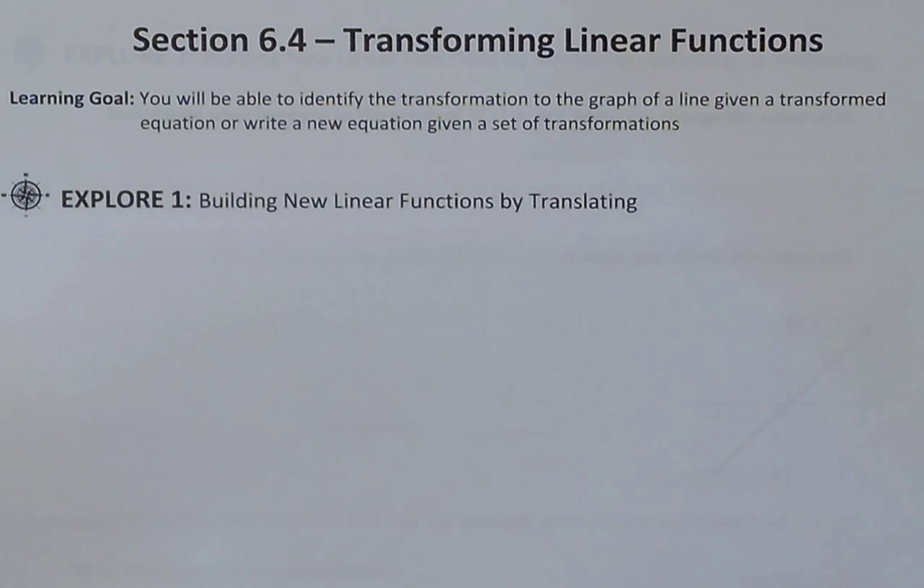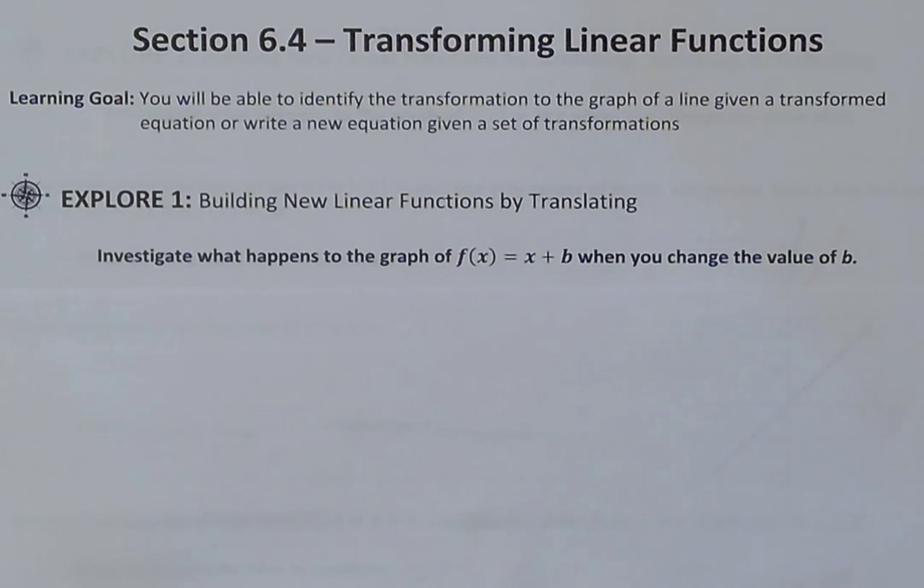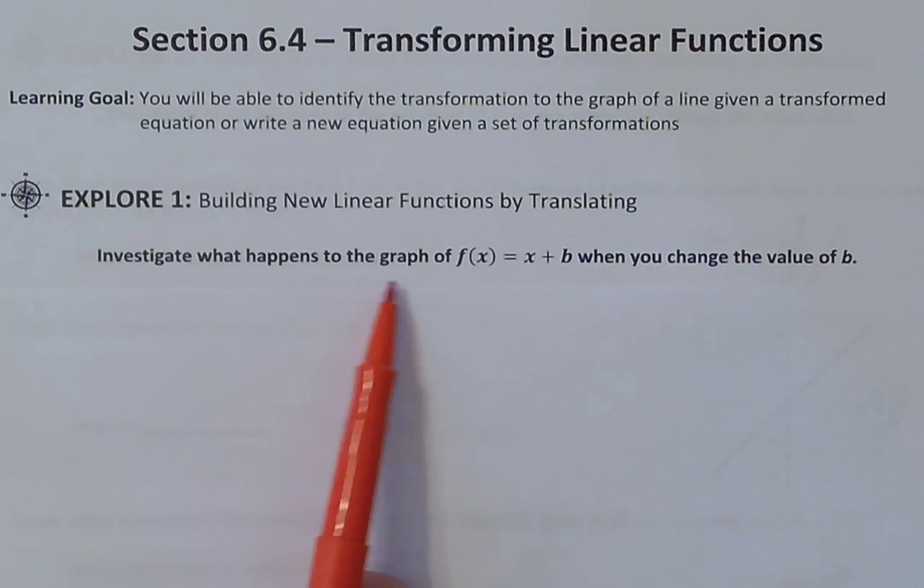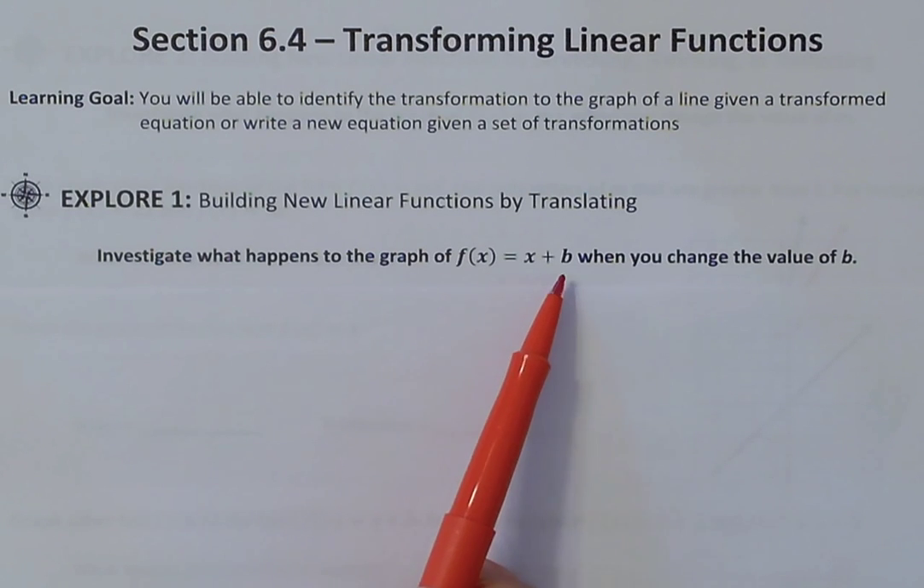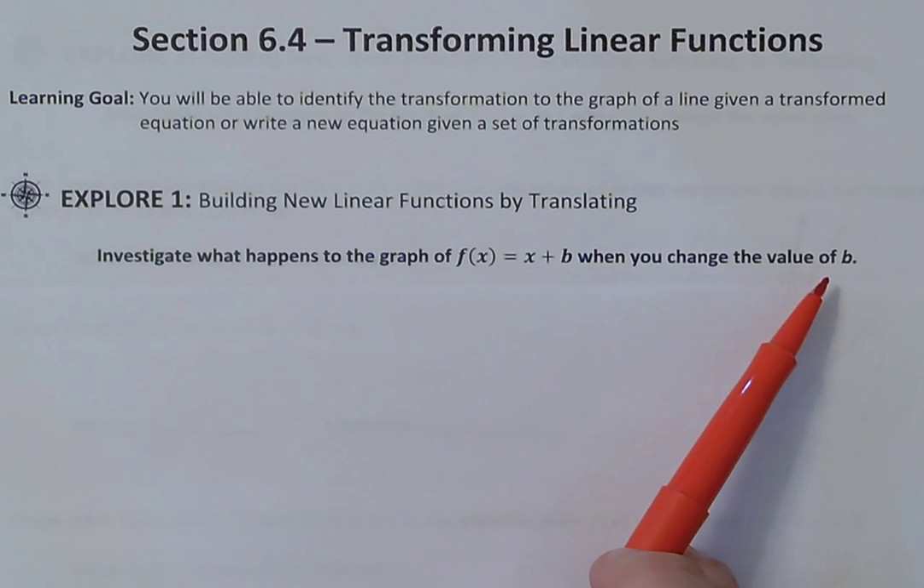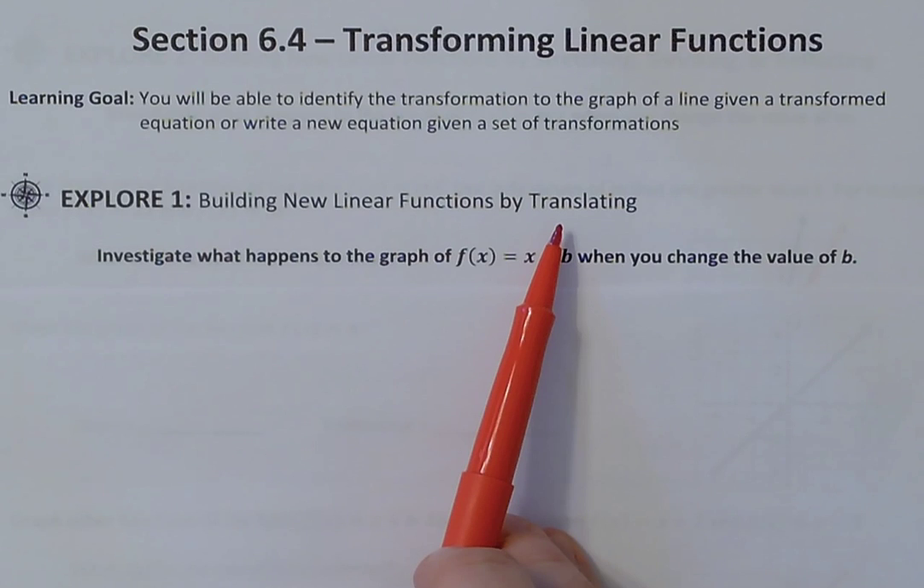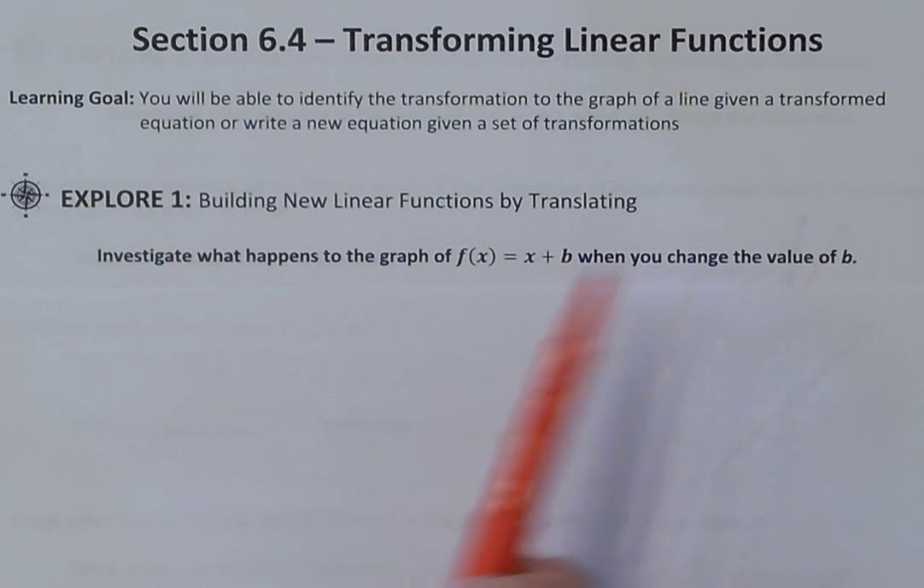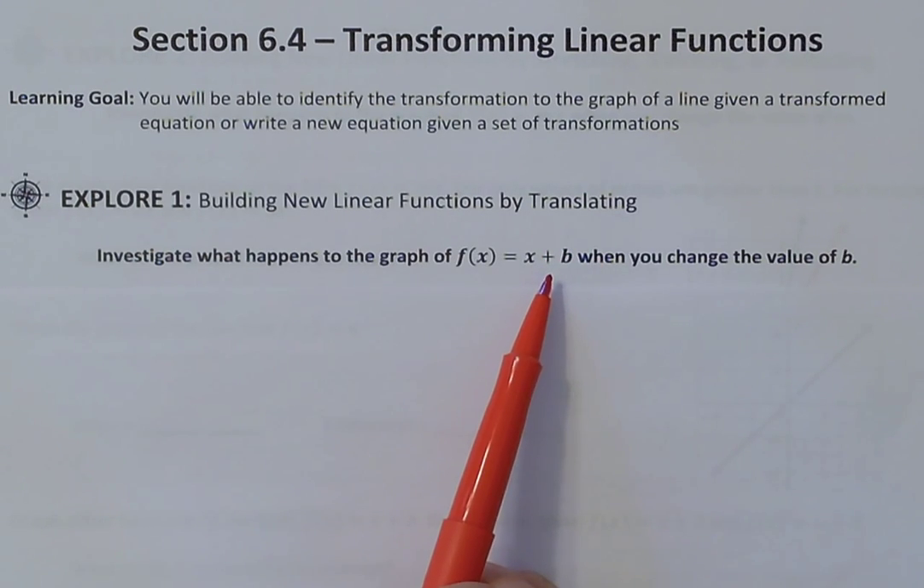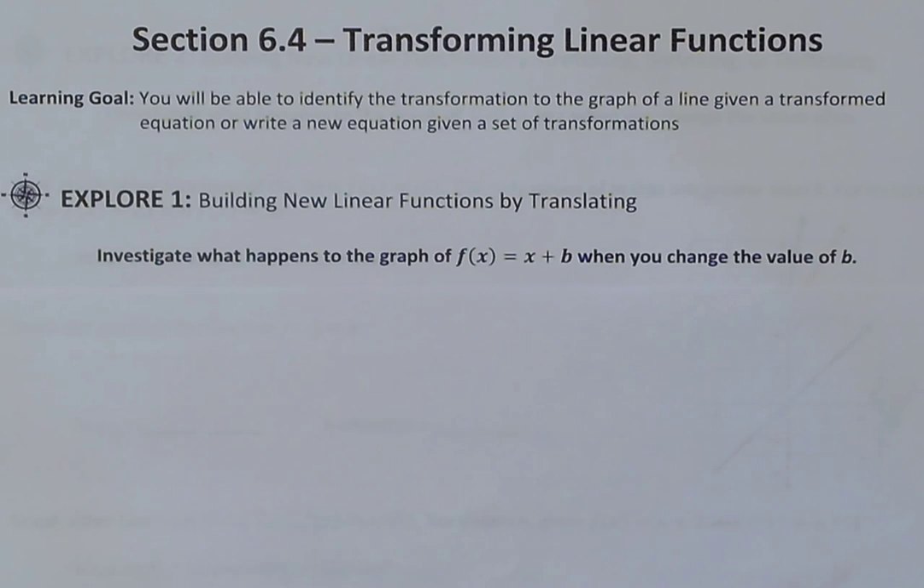So, our first exploration is going to ask us to investigate what happens to the graph of f of x equals x plus b when we change the value of b. And in particular, we're going to take a look at translating, which just means shifting a graph up or down when we change the value of this plus or minus number at the end.